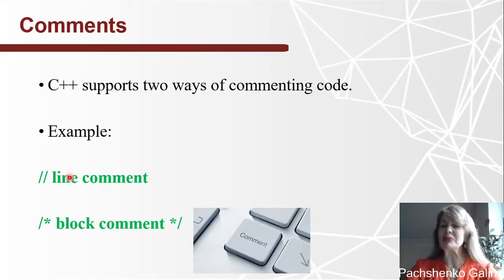Comments. C++ supports two ways of commenting code. The first, for just one line, we use two slashes. But when we need to comment a big part of our program, we put this block of our program inside slash, then asterisk, then goes all our operators that we want to comment, and then asterisk and slash.